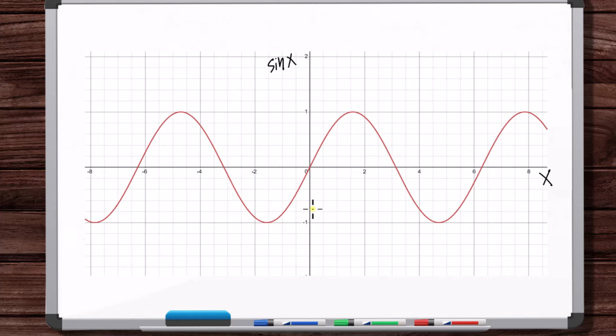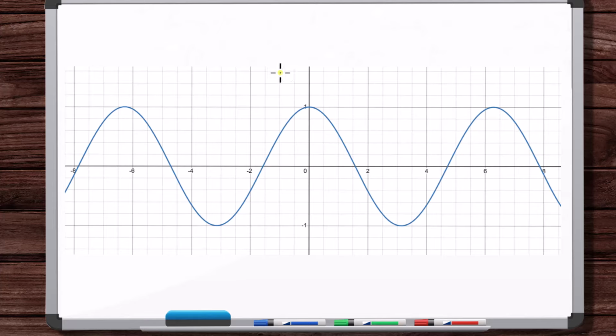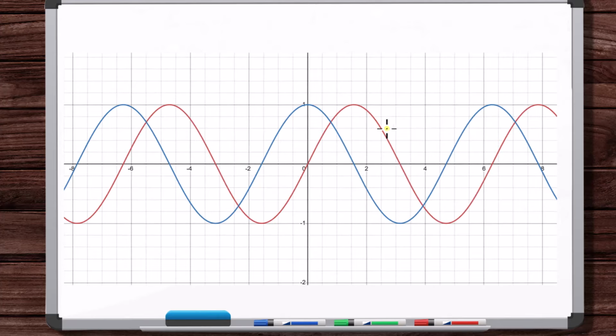One of the reasons why is that if we did the same graphing process but with cosine of x, what do we get? So here's cosine x. Well, it looks just like sine x. Now if we put them on the same graph, the red is sine x, the blue is cosine x. Well, it looks like cosine x is just a horizontally shifted version of sine x. And in fact, that's exactly what it is.